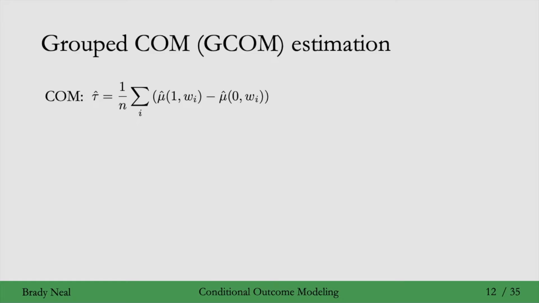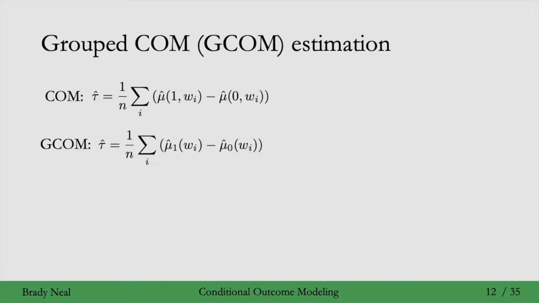The solution that we'll consider is what we'll call grouped COM estimation, or GCOM estimation. At the top here, I've copied the COM estimator for the ATE, and the GCOM estimator will be very similar, but it won't use the same model for mu. Rather, we'll use mu1 as the model for all the treatment equals 1 data, and mu0 for all the treatment equals 0 data. So we have two models here, mu1 hat and mu0 hat, where each is fit to a different treatment group.